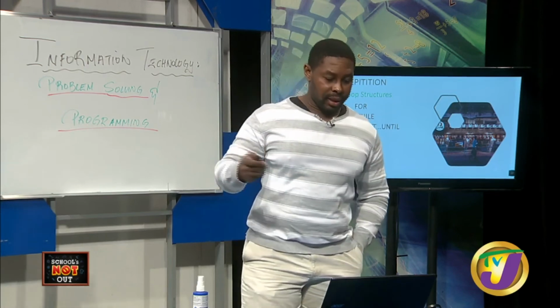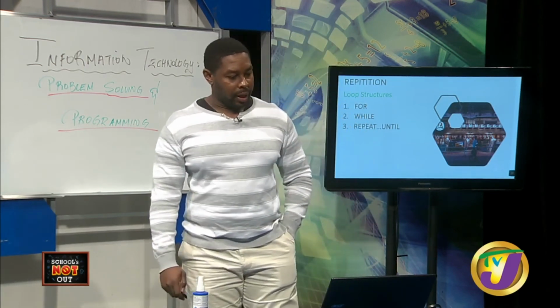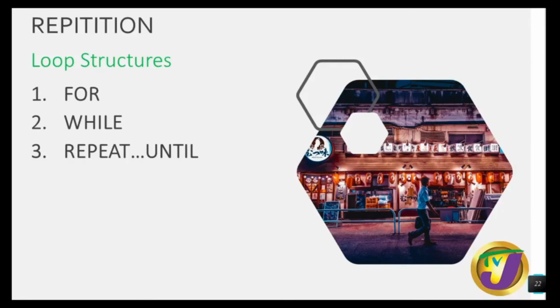There are three essential types of loops, and there are different functions for them: for loop, while loop, and repeat until. The for loop is normally used when we have a specific amount of repetitions to make. And so we actually know how many times we want this loop to be executed. It's normally a number, 5, 6, 7, whatever the case may be.